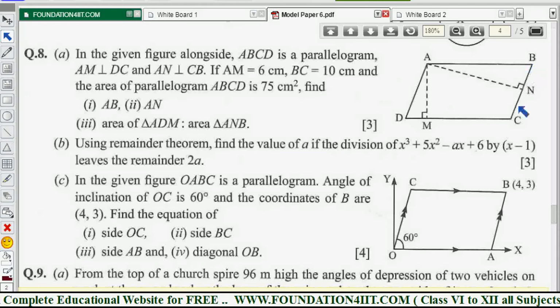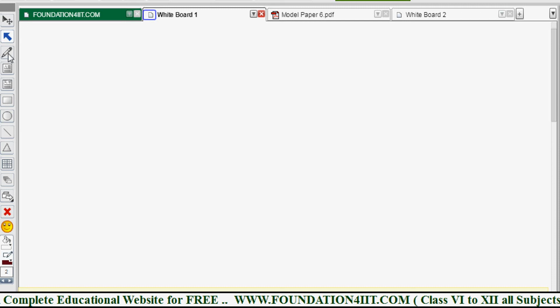If you take CB as the base, then AN is the height for the same parallelogram. AM value is 6 centimeters, BC is 10 centimeters, and the area of the parallelogram is given. So we need to find out AB, AN, and the area of triangle ADM and triangle AMB. Let us find it one by one. Let me take the diagram.